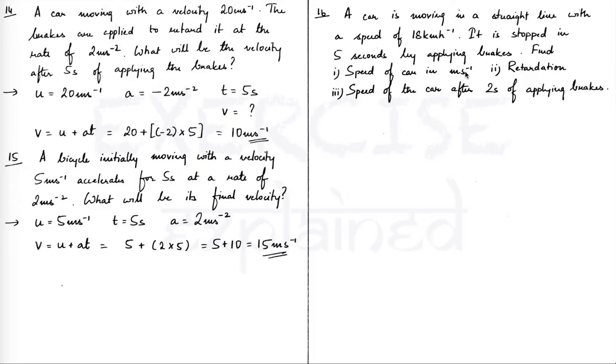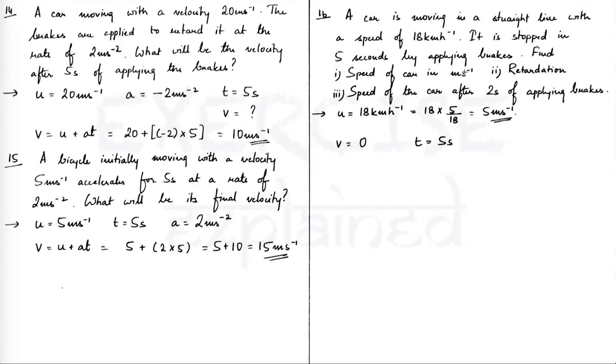So as we already know from the first few questions of this exercise, when we are converting kilometer per hour to meter per second, we multiply by 5 by 18. So I multiply 18 kilometer per hour into 5 by 18. 18 and 18 cancel, we get it as 5 meter per second. Now since it is stopped, final velocity is 0. Time taken to stop is given as 5 seconds.